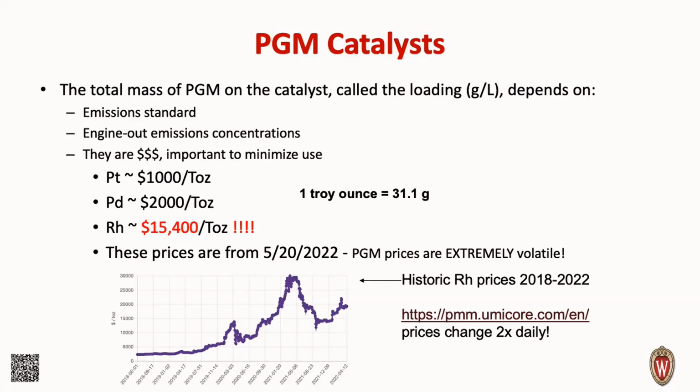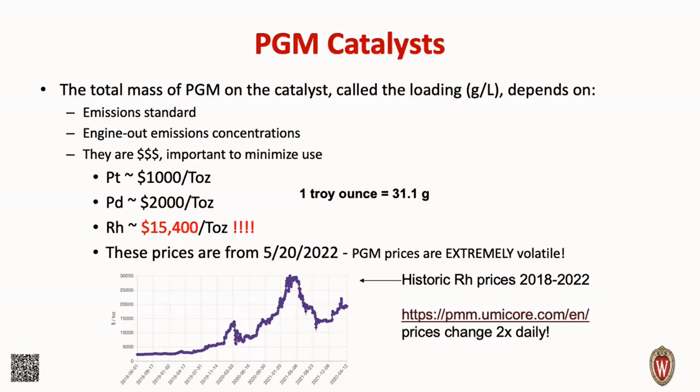And you can see the prices here. Platinum is about $1,000 a troy ounce. Palladium is about $2,000 a troy ounce. And rhodium is about $15,000 a troy ounce. These are prices from the 20th of May. These prices are extremely volatile.